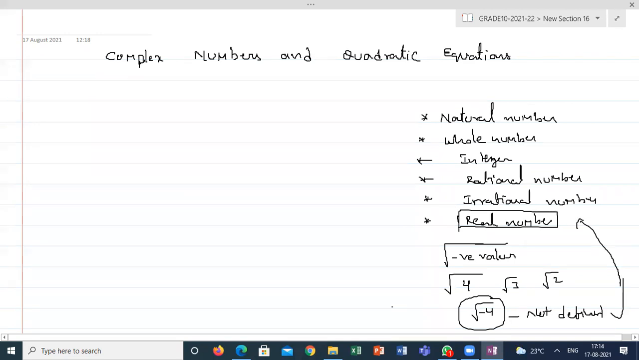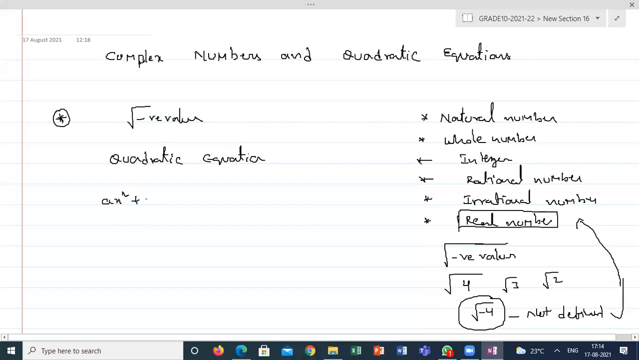So for that, there are situations where roots of negative values occur many times, in geometry and even in physics, and there is no particular system defined for them. Initially, we can get the root of negative values in quadratic equations.